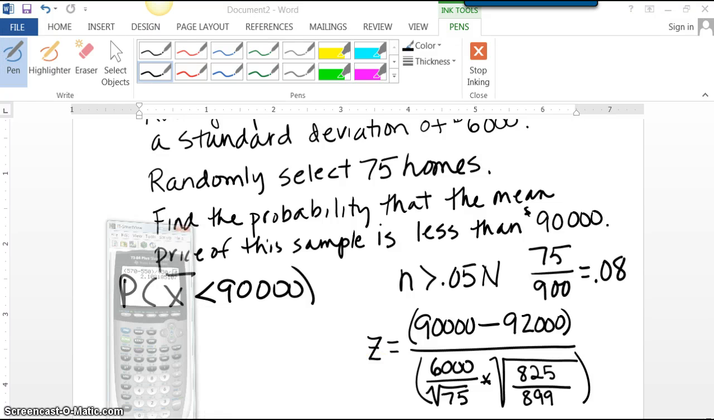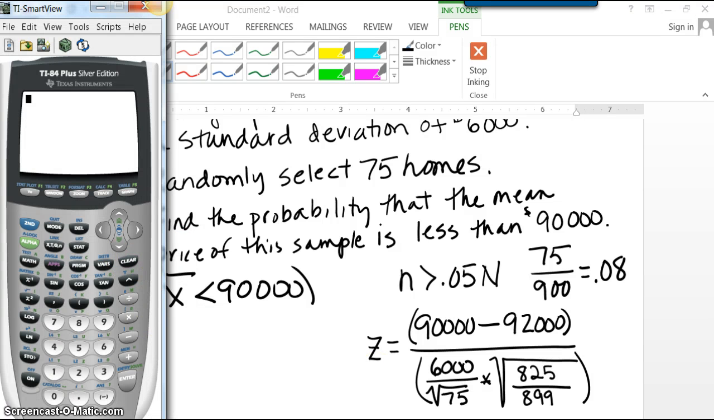So I'm going to bring up the calculator and we'll see if we can get this typed in. I'm putting the numerator in. 90,000 minus 92,000 is going to be a negative 2,000. So I'm just going to go ahead and type that without parentheses. And then I'm going to divide. I'm going to start a set of parentheses. 6,000 divided by the square root of 75.